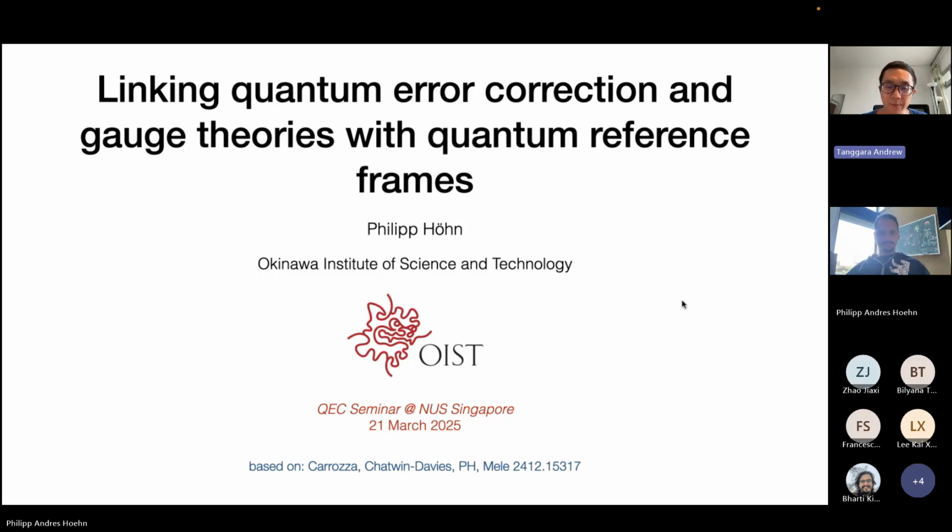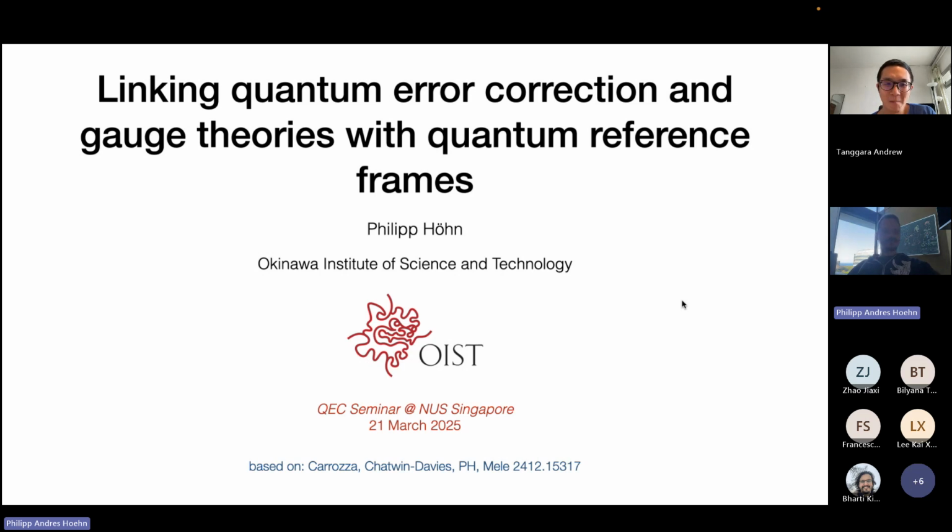Today for the quantum error correction seminar, we have Philip, who is going to be talking about the link between quantum error correction and quantum reference frames. So, Philip, please take it away. First of all, thanks very much for this invitation. It would be nice also to come to Singapore one day and visit your group.